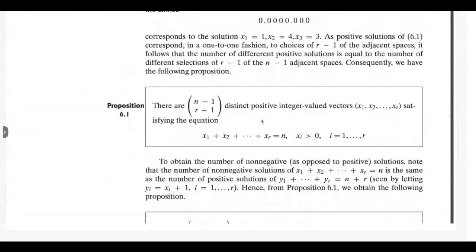Okay, let's see this proposition first. So let's see the setup. There are n minus 1 choose r minus 1 distinct positive integer valued vectors x1 up to xr satisfying the equation x1 plus x2 up to xr equals n. Each number is positive, right? Each number is a counting number. We want to work with a counting number here.